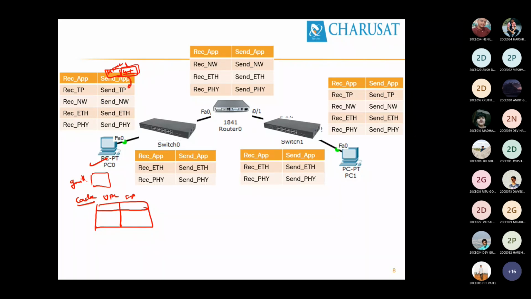Now the same data is sent to the transport layer. Now, what does the transport layer have to do? What are the fields of the transport layer? Source port and destination port. So the transport header will prepare the source port and destination port, and it fills up all this information.